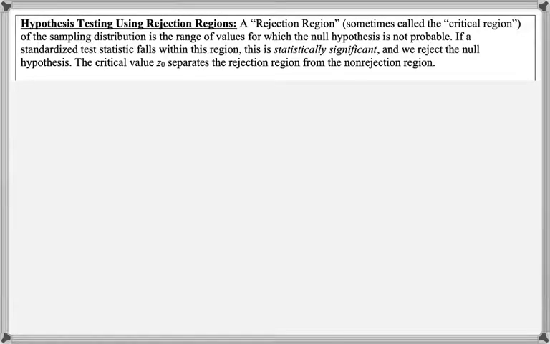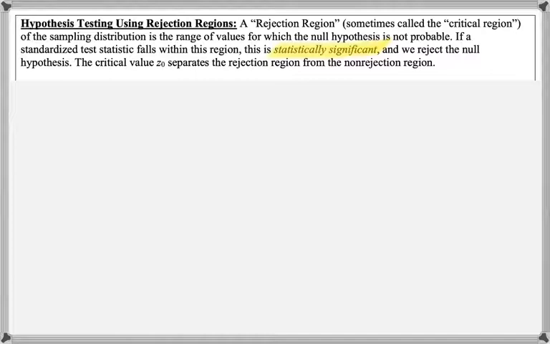This section is on hypothesis testing using rejection regions. So this is an alternative to using the p-values. A rejection region, which is sometimes called the critical region of the sampling distribution, is the range of values for which the null hypothesis is not probable. If a standardized test statistic falls within this region, this is statistically significant, and we reject the null hypothesis.